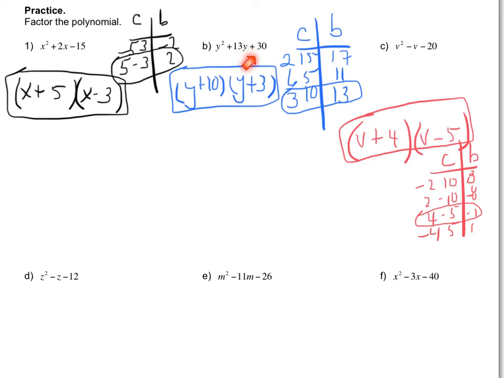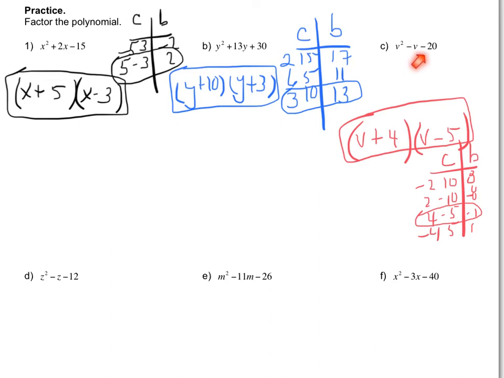On the second one, again, because I have a positive 30, I know that I need both positives or both negatives, but because the B value is positive, I'm going to focus on only the positive pairs. Obviously, 1 and 30 I could have used, but I chose to use 2 and 15, 6 and 5, and 3 and 10 until I found this 13. And then the 10 and the 3 can go in. And again, please check to make sure with your FOIL.